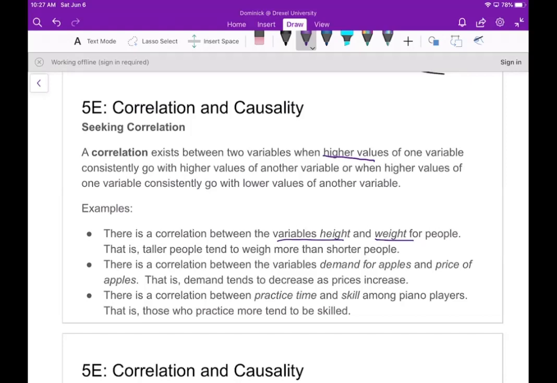Just as a couple of examples, there is a correlation between the variables height and weight, because taller people tend to weigh more than shorter people. So we would say that height and weight are correlated. There's also a correlation between the demand for apples and the price of apples. Supply and demand showcases another correlation relationship there, because demand tends to decrease as the price increases. And as one last example, there's a correlation between practice time and skill among piano players, because those that practice more tend to be more skilled.